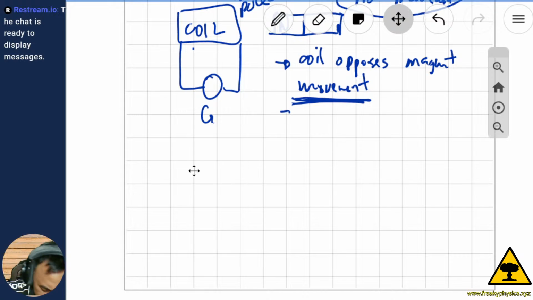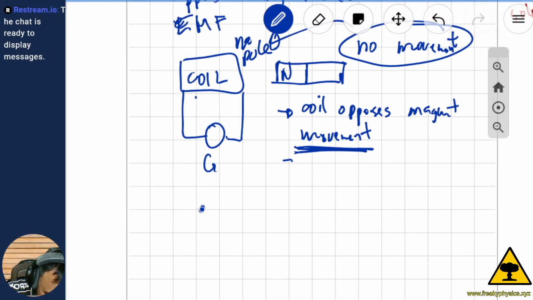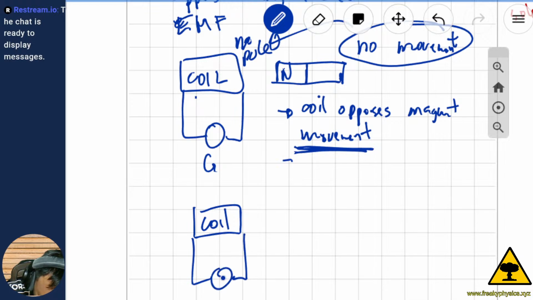All right, so let's do the second case. This is again the coil, and let's just put the galvanometer here, right? In the first case, the galvanometer doesn't register a reading. So here, let's make this magnet a north pole on this end, but this time it's gonna move that way.